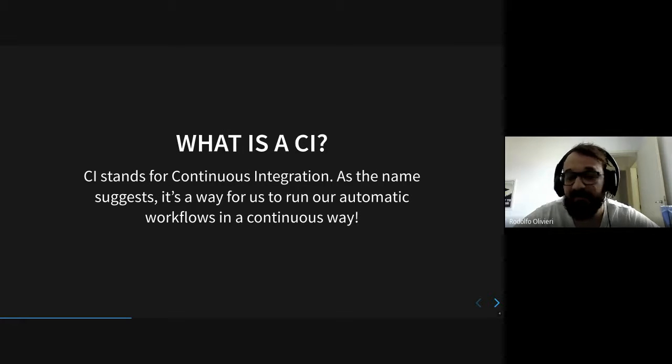So what is a CI system, for starters? CI stands for continuous integration. And as the name suggests, it's a way for us to run our automatic workflow in a continuous way. Probably some of you have heard about other CI systems in the past, like Travis CI, Azure Pipelines, and AppVeyor. And we have a bunch of other different CI systems. But today we'll focus mainly on GitHub Actions and pre-commit.ci.